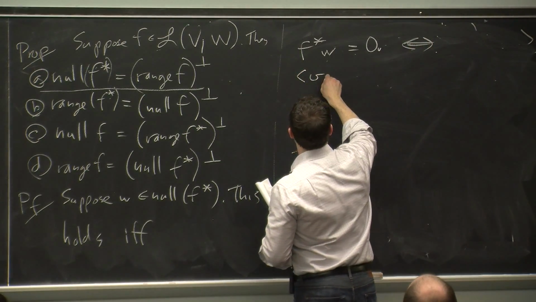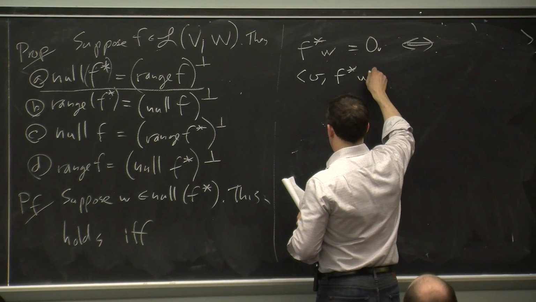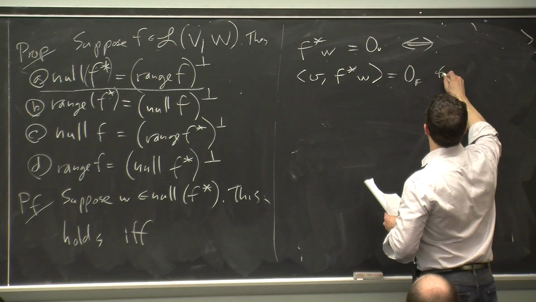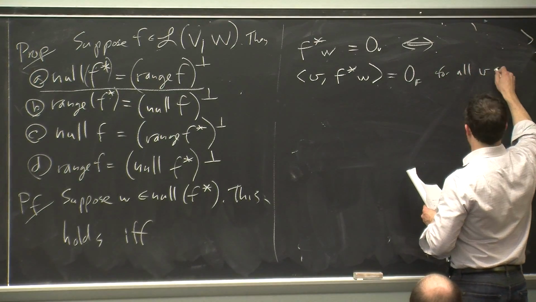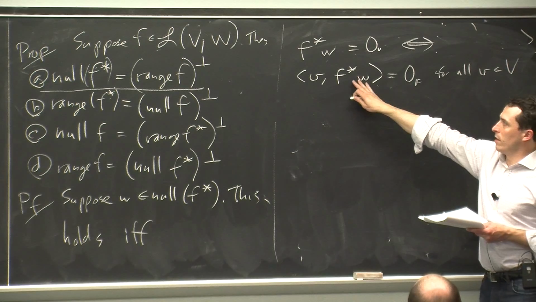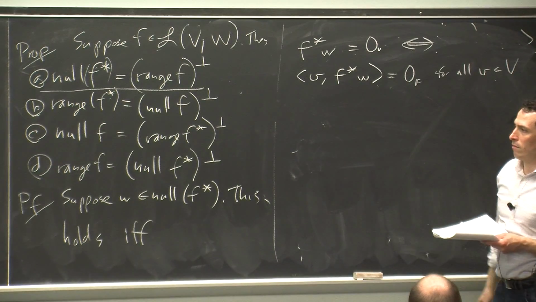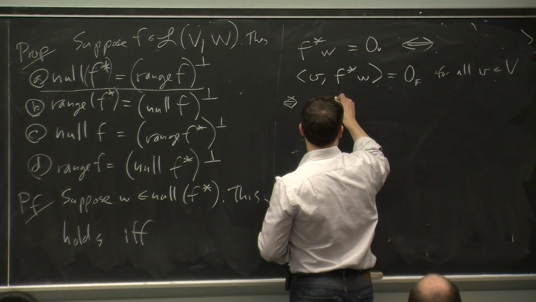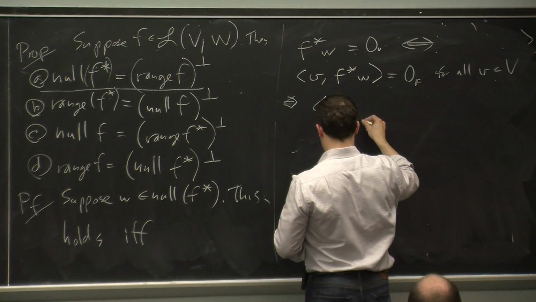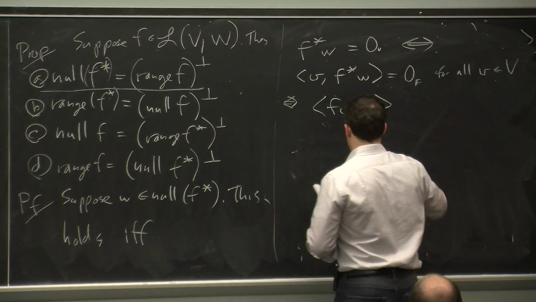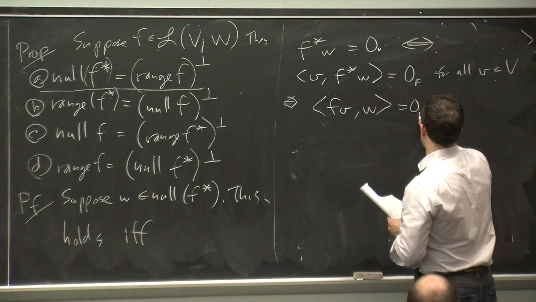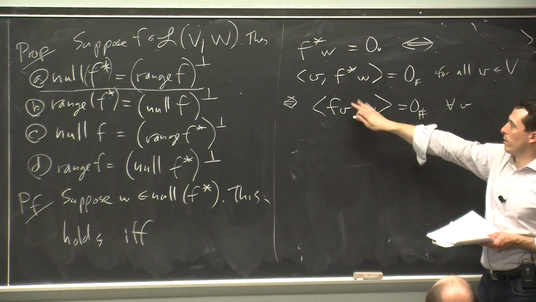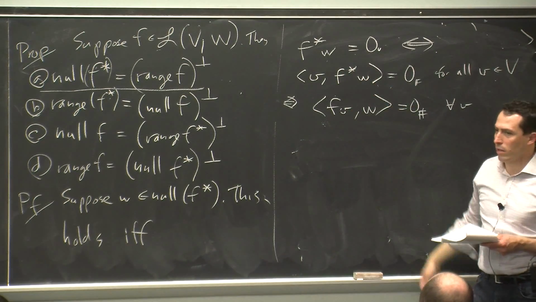That's true if and only if the inner product of V and the f adjoint of W is equal to 0 in the field for all V in V, since the only vector that's orthogonal to everything in V is the 0 vector. I'm just using that trick. So that holds if and only if f of V, using the adjoint now, inner product with W equals 0 for all V. Why are these two the same? Because by definition of adjoint, that adjoint is the thing that makes these two inner products the same.